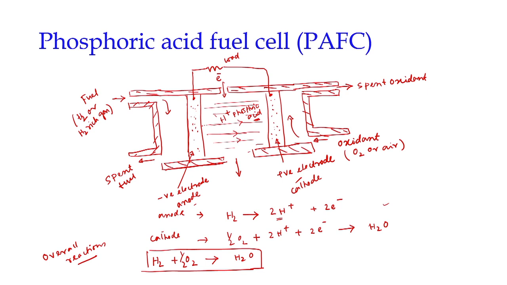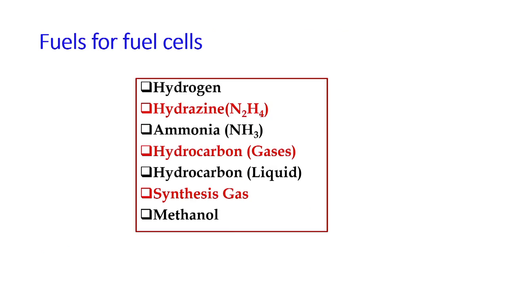Everything will be discussed in the coming classes. So now let us understand the kind of fuel to be used in fuel cells. Of course, we can use hydrogen, hydrazine, ammonia, hydrocarbon in gaseous form, hydrocarbon in liquid form, then synthesis gas and methanol. So all these kinds of fuel can be used in fuel cell applications.